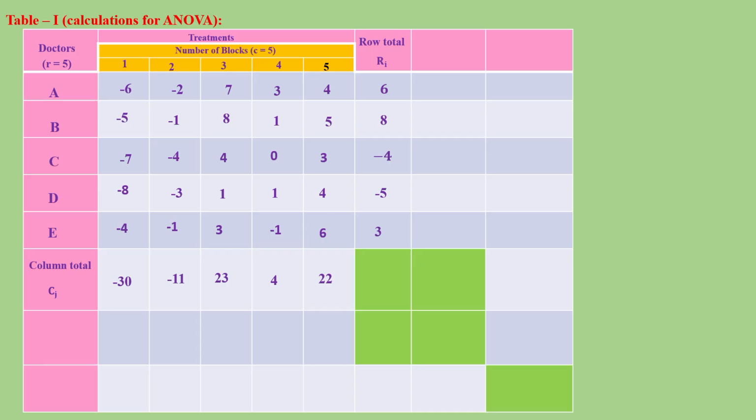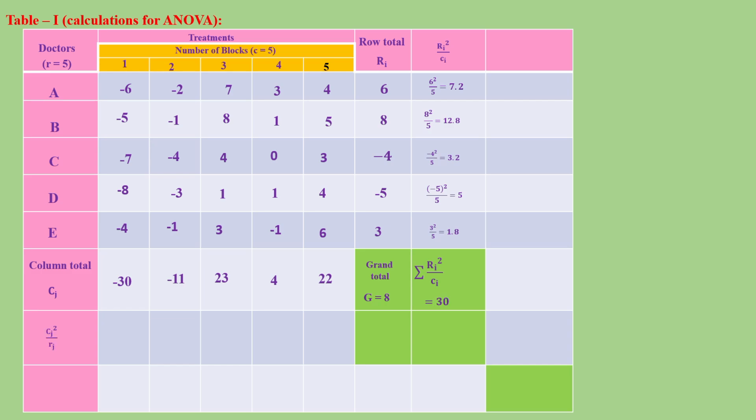22. So now the grand total. Either you can add the row totals or the column totals. You will get the same number. It should be the same. So G is equal to 8. Next, Ri square by Ci. First one, 6 square by 5, 7.2. Similarly for all of them: 12.8, 3.2, 5, 1.8. So the sum of Ri square by Ci is 30.